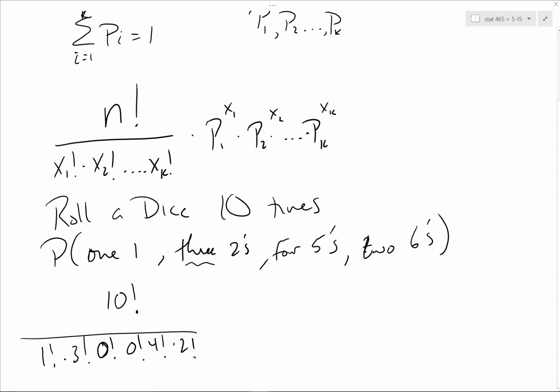Times, well, the probability I get a 1 is 1/6 to the first power, 1/6 to the third power, 1/6 to the 0. I'm going to go ahead and include them all, just so that you get the picture of how it works.